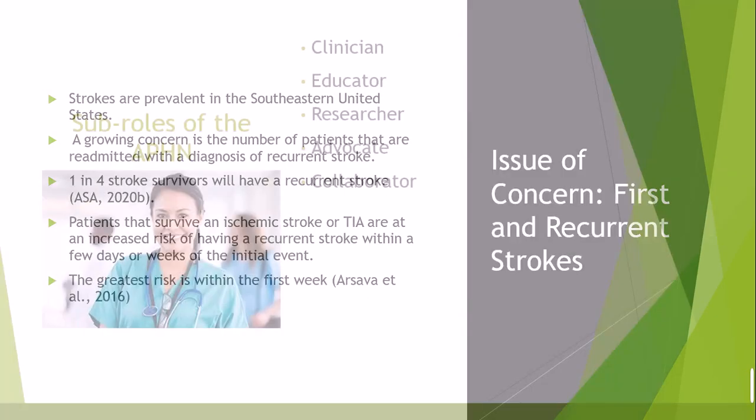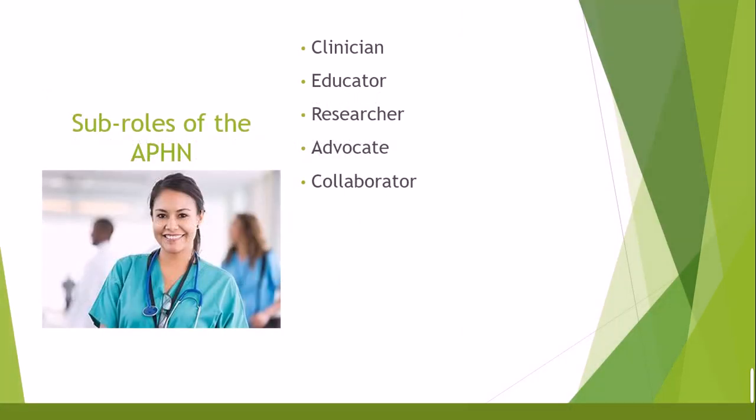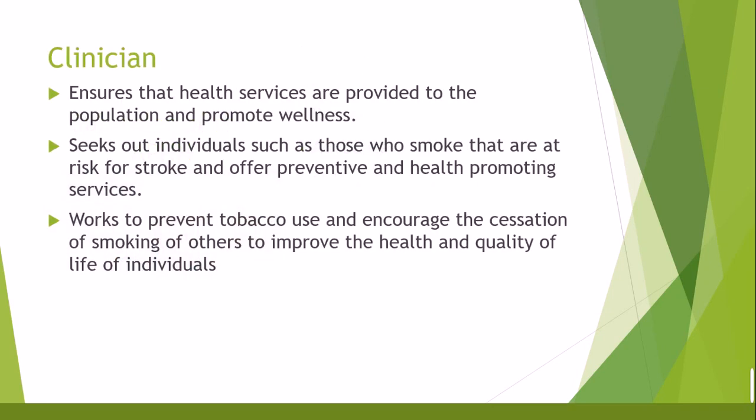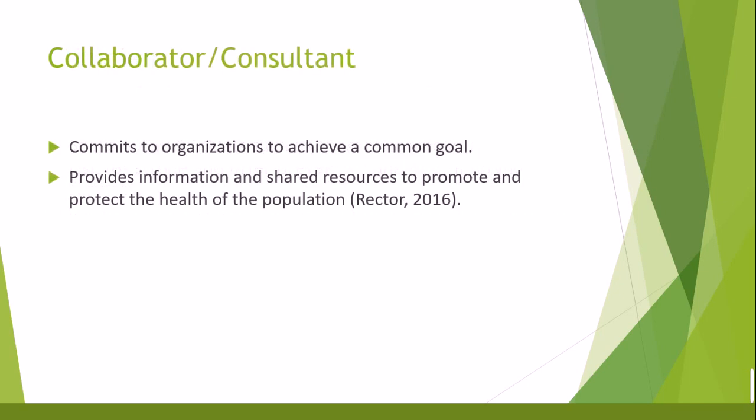There are 5 sub-roles of the advanced population health nurse. They are clinician, educator, researcher, advocate, and collaborator. The clinician ensures that health services are provided to the population and promotes wellness. They work to prevent tobacco use and encourage cessation of smoking of others to improve health and quality of life of individuals. The collaborator commits to organizations to achieve a common goal. They provide information and share resources to promote and protect the health of the stroke population.